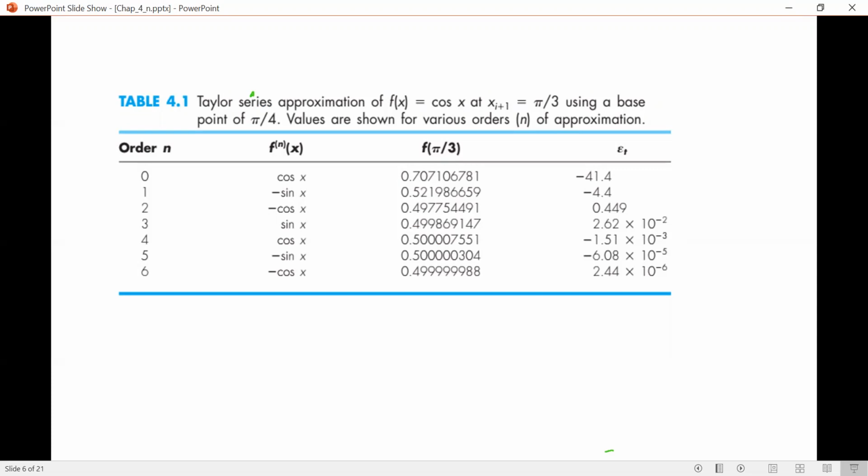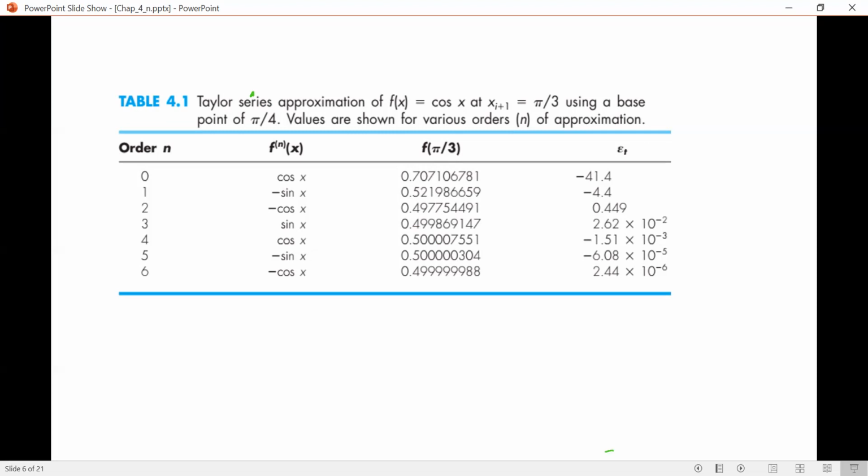Okay, this is described there. You see that in this table, all these calculations are summarized. If we go to the zeroth order approximation, then the value of your function is approximated from the previous value. So the error Et becomes minus 41.4%. Then if we add another term, that means the first derivative, that is minus sin x, then your value is 0.0521. And you see that after adding a single term there, your error is reduced to minus 4.4%.